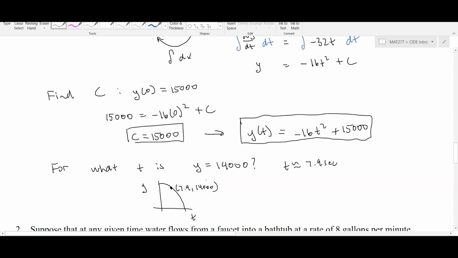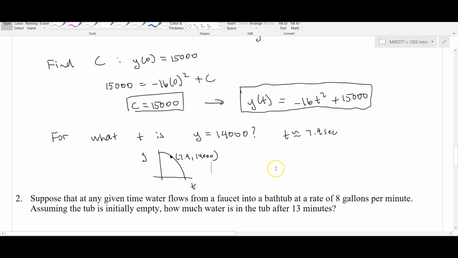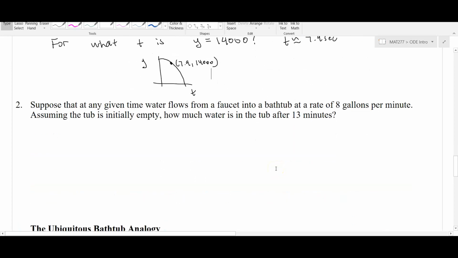So after you've solved your differential equation, feel free to use Wolfram Alpha, or Desmos in this case, to help you answer those questions about your final function. You could solve this by using the quadratic formula or doing some algebra, but honestly, we have bigger fish to fry.